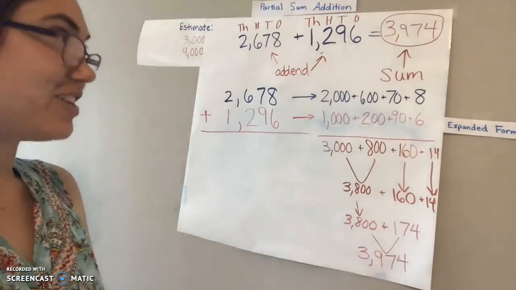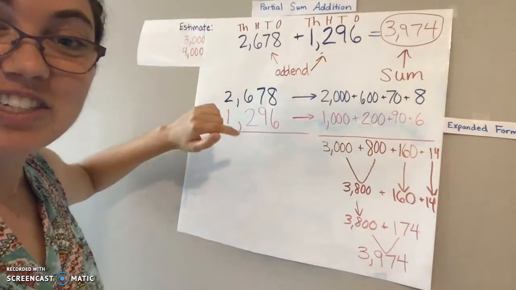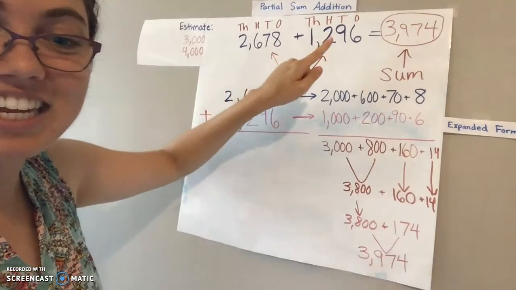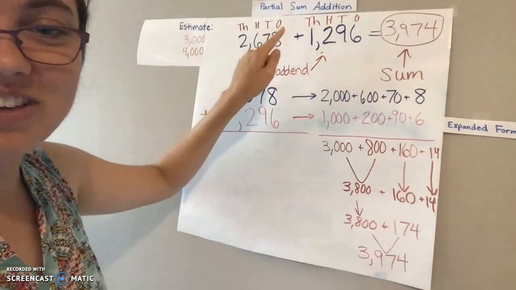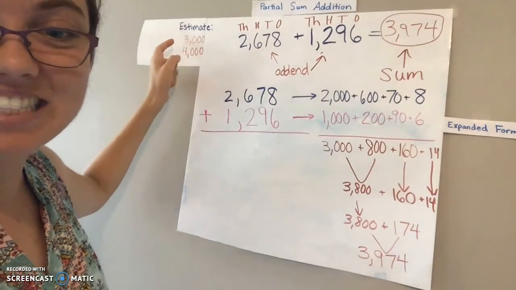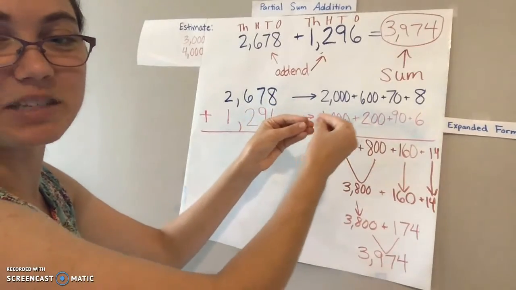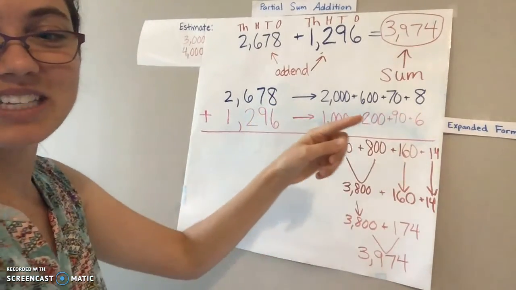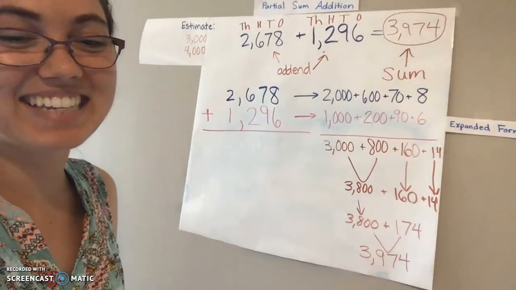Excellent work using partial sum addition to solve a multi-digit addition problem. First, we found our place values. We made an estimate, and then we said these numbers are so complex, let's break them down into expanded form and we solved them by their parts. Excellent job.